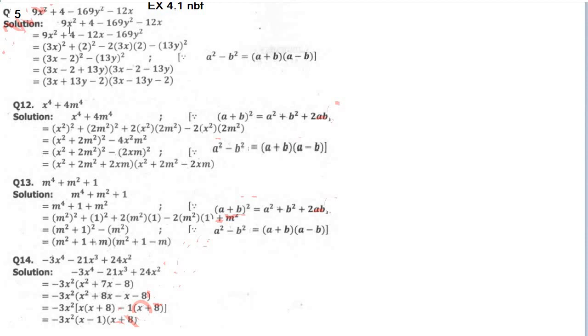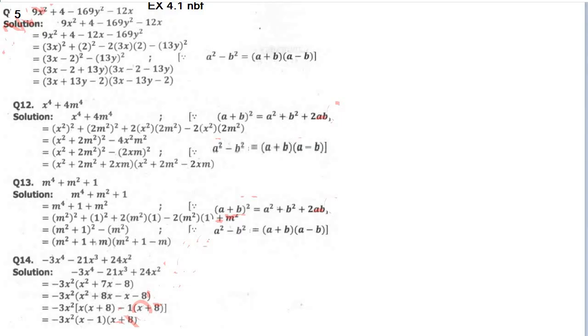In the previous video we were doing exercise 4.1, and I left question 5 because there is probably a mistake in it. Now I have written it in the correct form. You can see that 9x square plus 4 minus 169y square minus 12x.